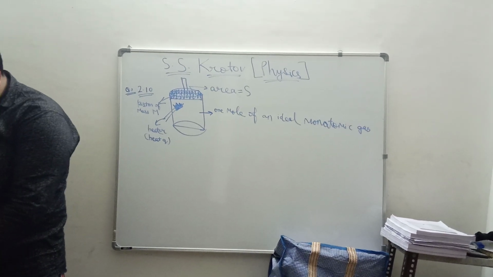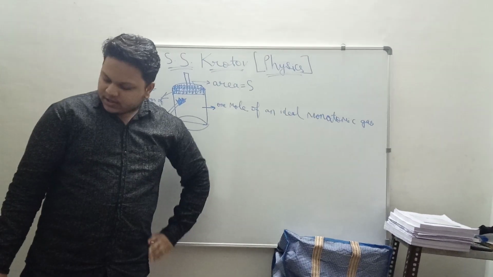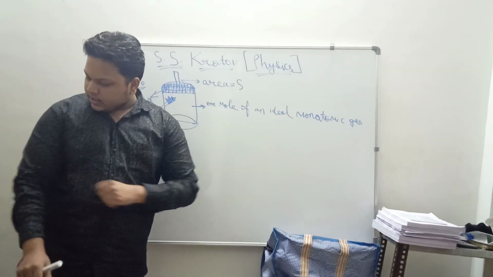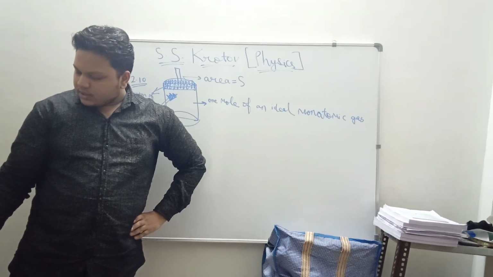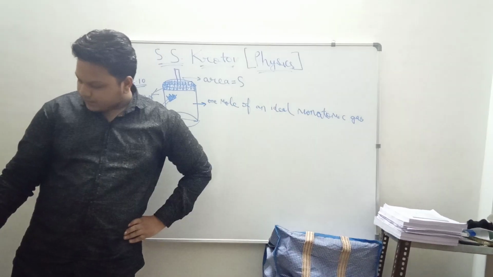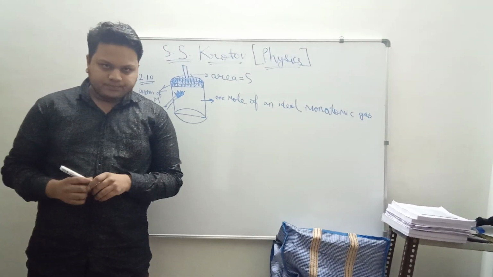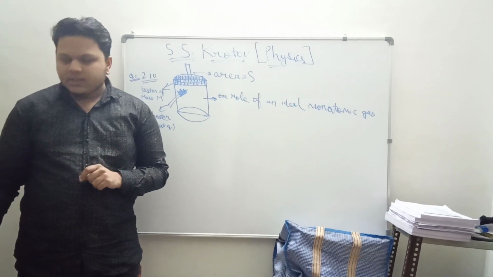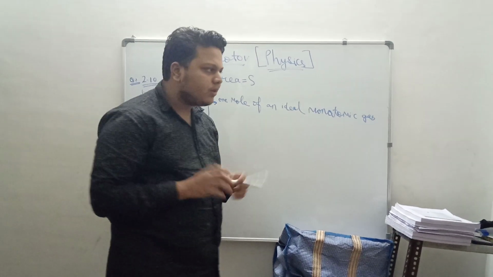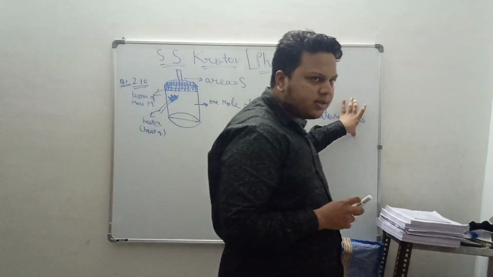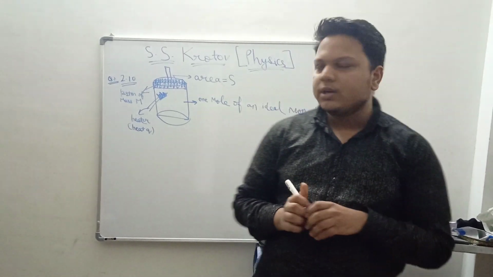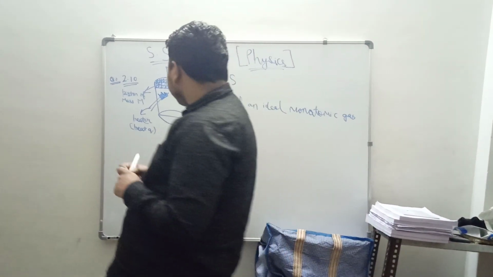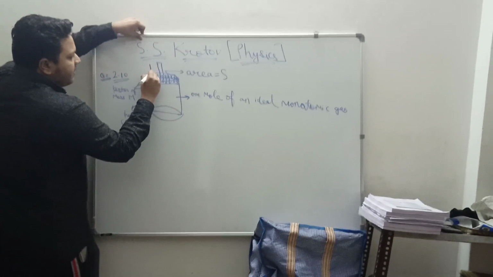The question says, determine the established velocity V of the piston under the condition that the gas pressure under the piston is constant and equal to P naught, and the gas under the piston is thermally insulated. This is a very good question which has been asked in JEE Mains as well as in JEE Advanced many times.